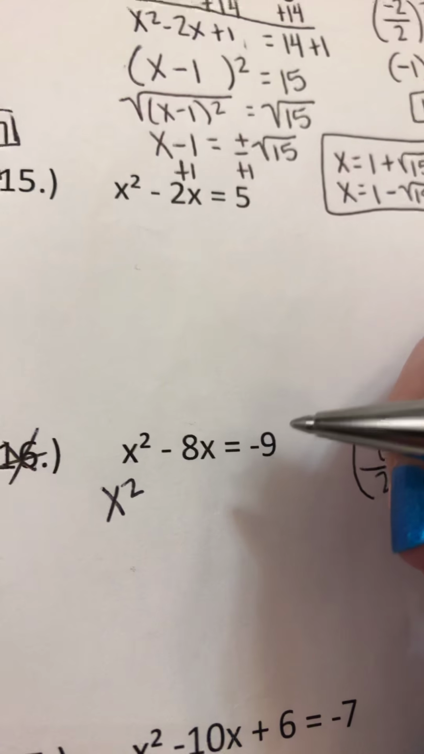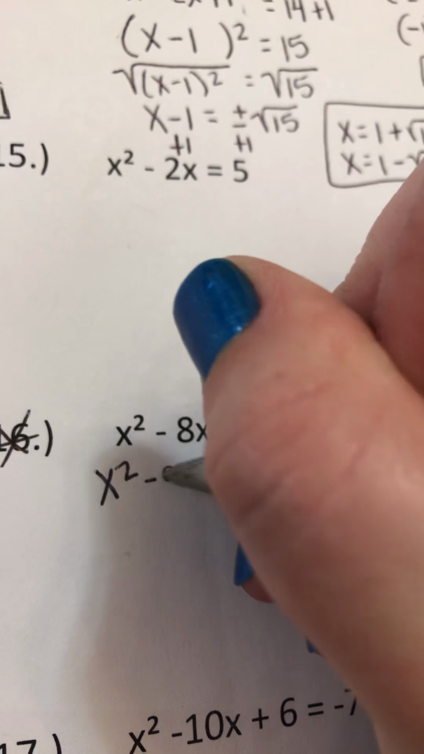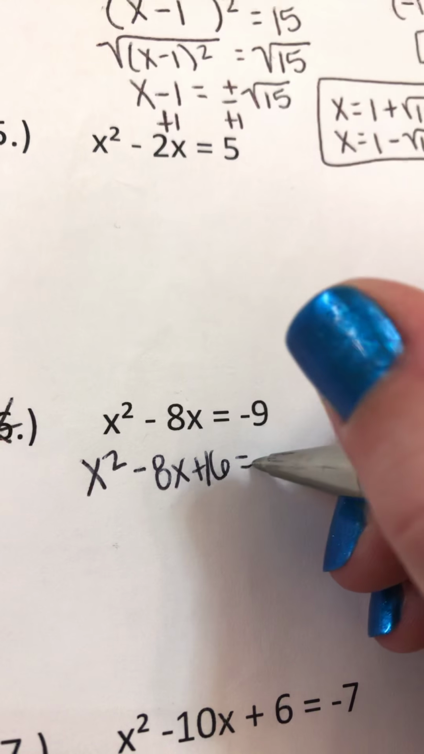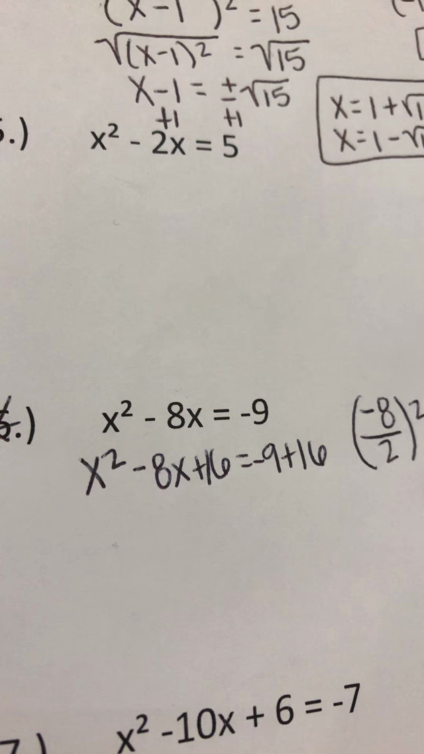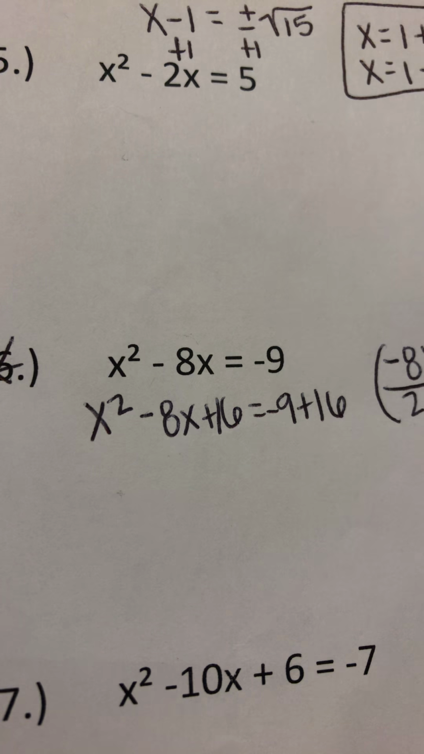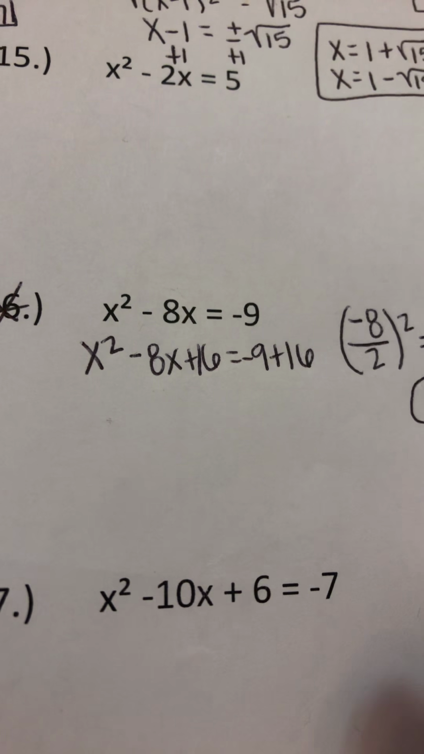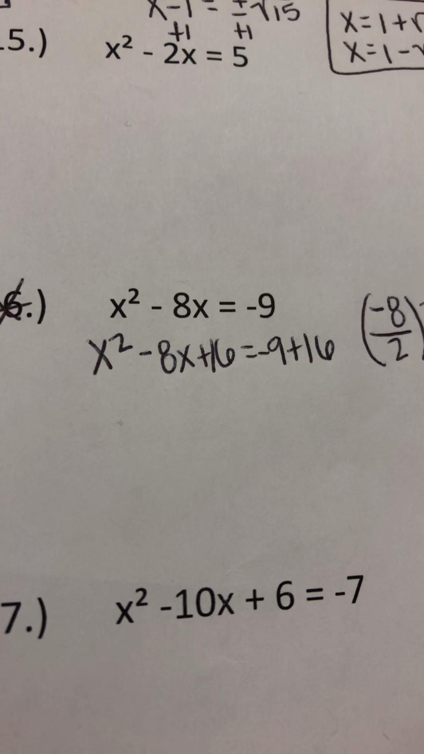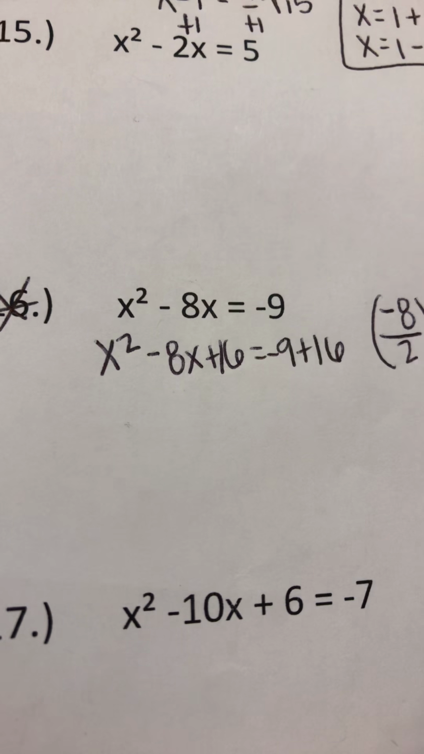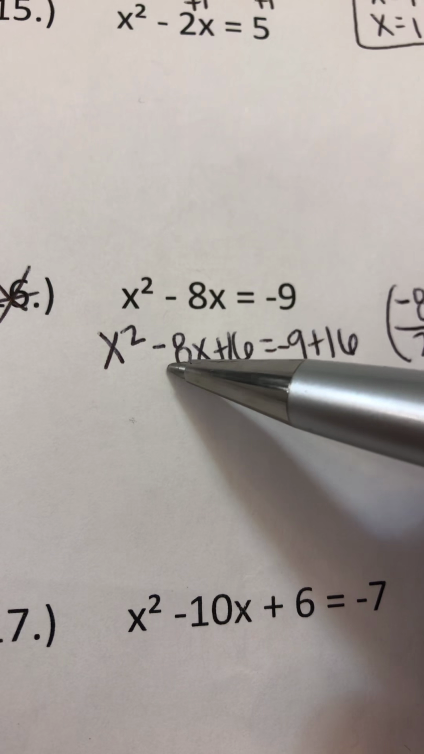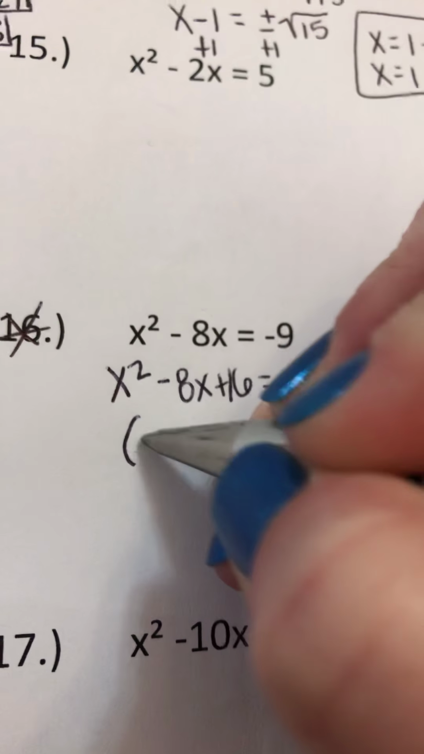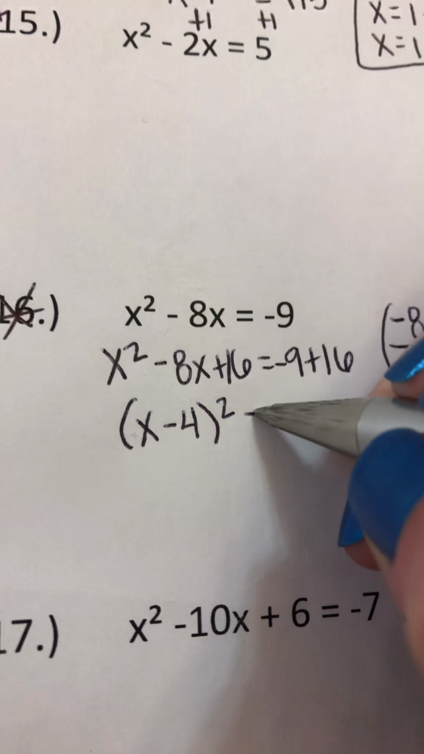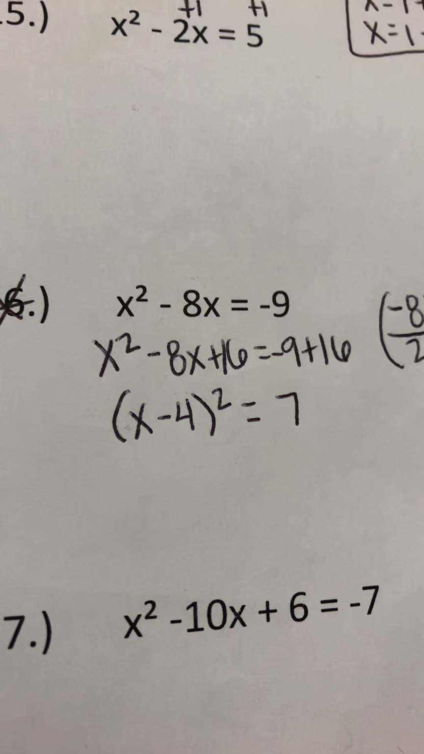So it's going to become x squared minus 8x plus 16 equals -9 plus 16. X squared minus 8x plus 16, square root of 16 is 4. It's -8, so I know it's x minus 4 squared equals 7.